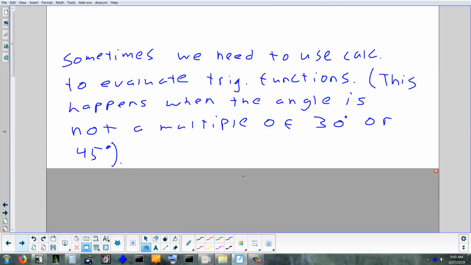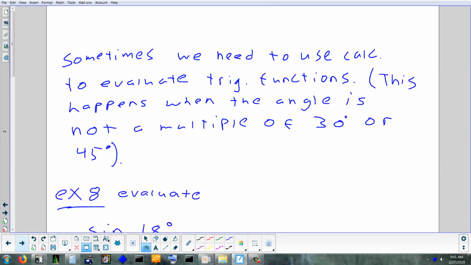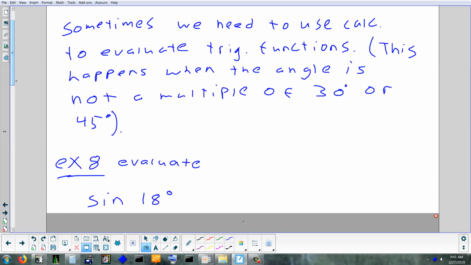And last thing. So when we're dealing with angles that are multiples of 30 and 45, that's fine. You do it on the unit circle just like I've shown you. Well, if I give you a number that's not a multiple of 30 or 45, we just plug it in on the calculator. So we'll go through one of each. We'll do a sine, a cosine, tangent, secant, cosecant, cotangent, and then that'll be it.